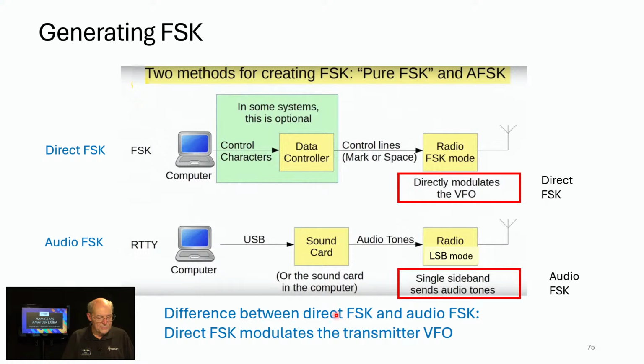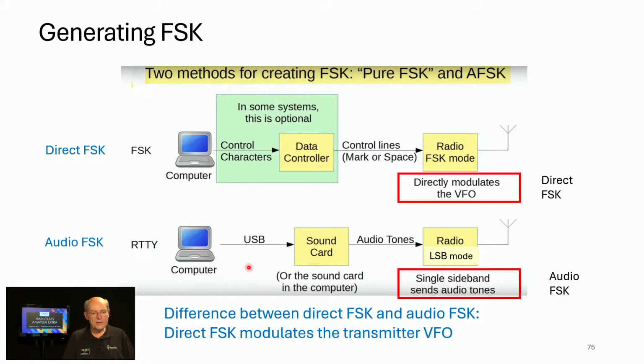So the difference: direct FSK modulates the transmitter VFO, shifting the oscillator directly. Now, the controversy I talked about: some hams claim that direct FSK is better. Well, if audio FSK is set up correctly, you can't tell the difference, so that negates that argument. But audio FSK does have to be set up correctly.